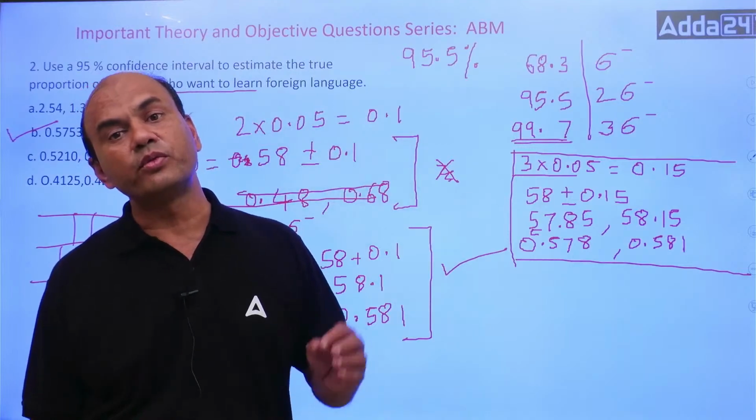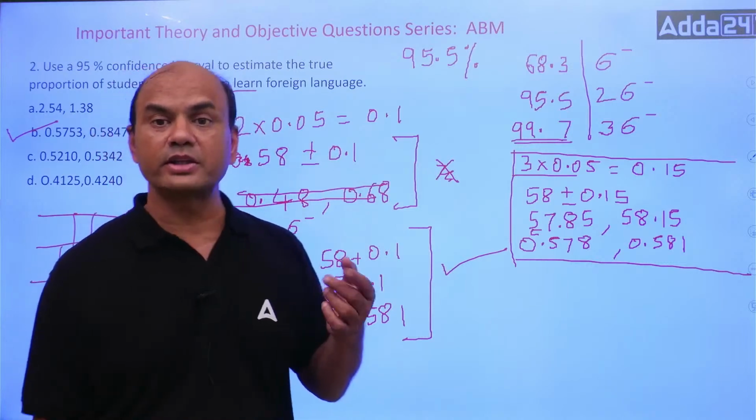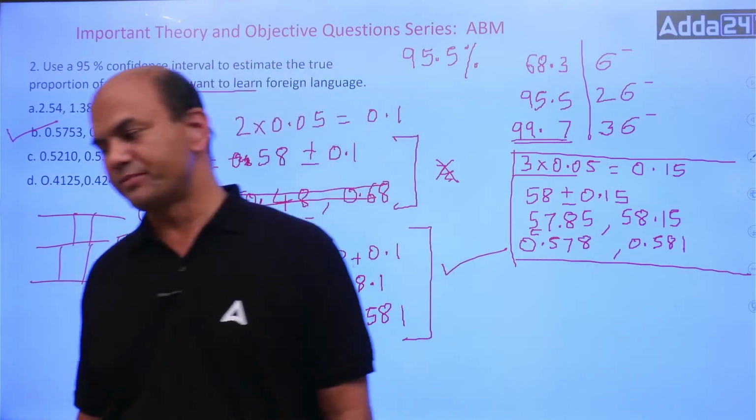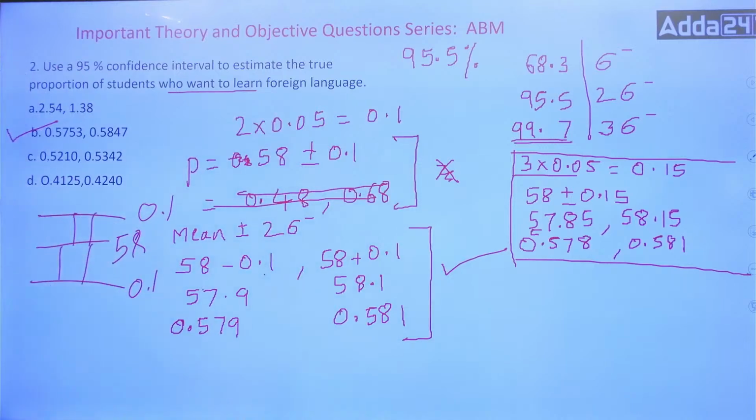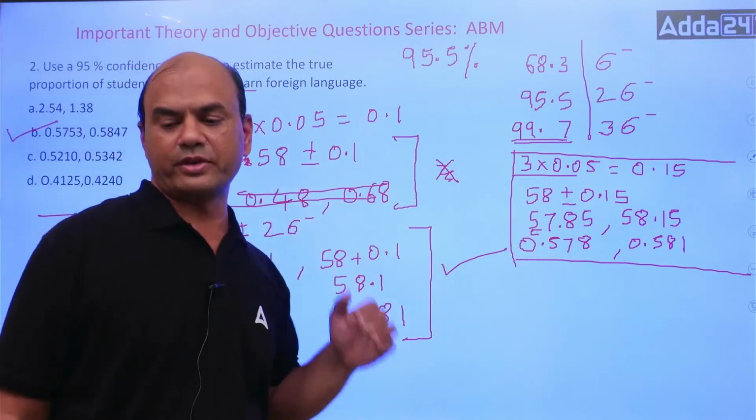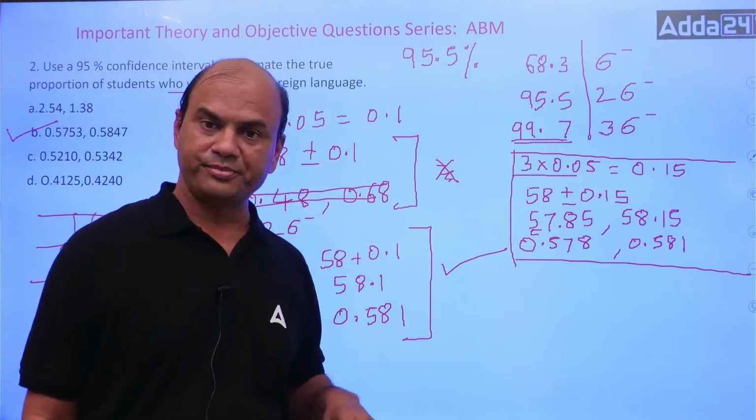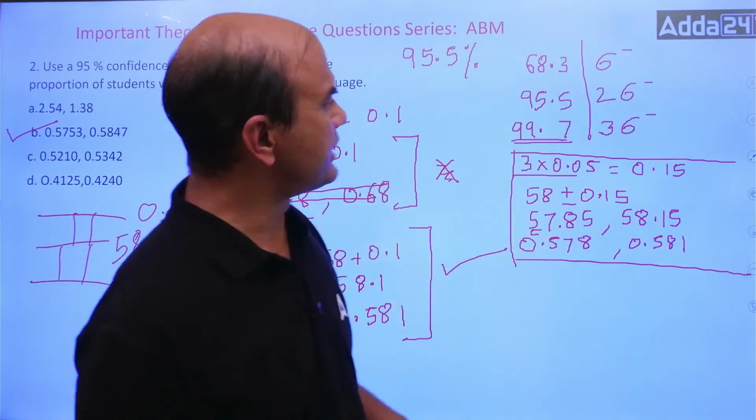Now you give me the answer. If I want only 1 standard error, give me the answer in the comment section. What is the maxima and what is the minima? Let me see. 0.58 means 58.05 and 57.95, maximum and minimum. Got it clear? Simple. Let's move on to the next one.